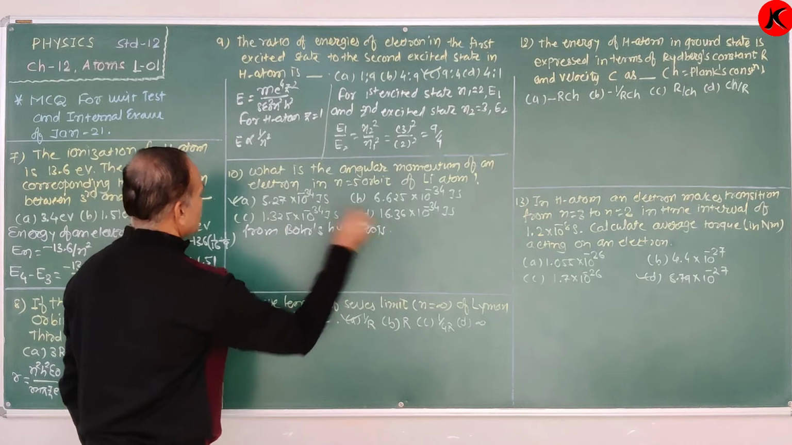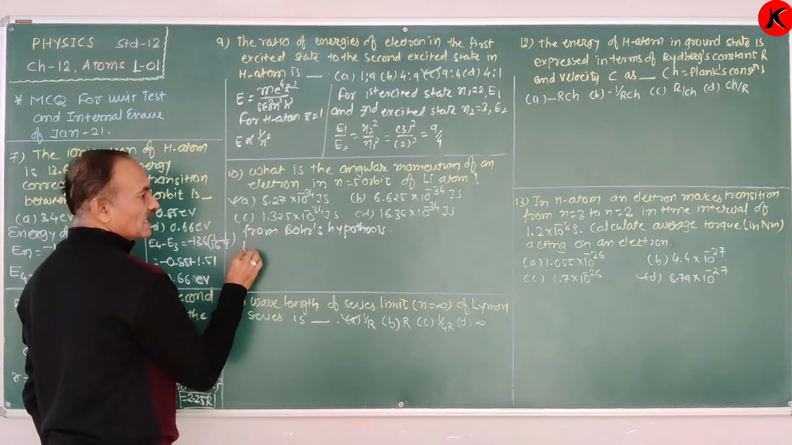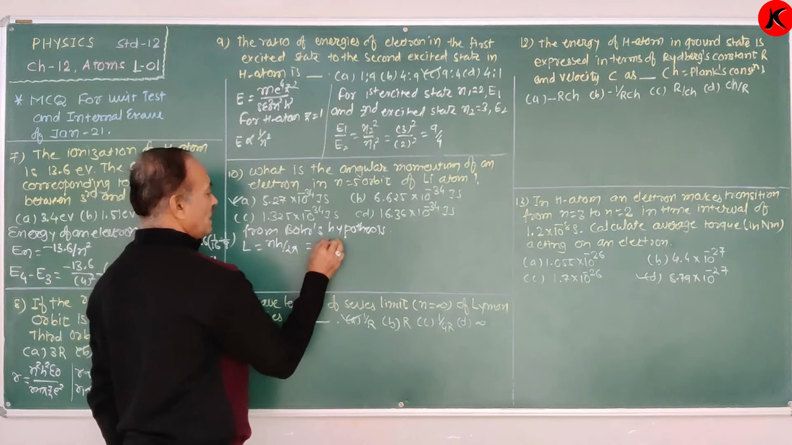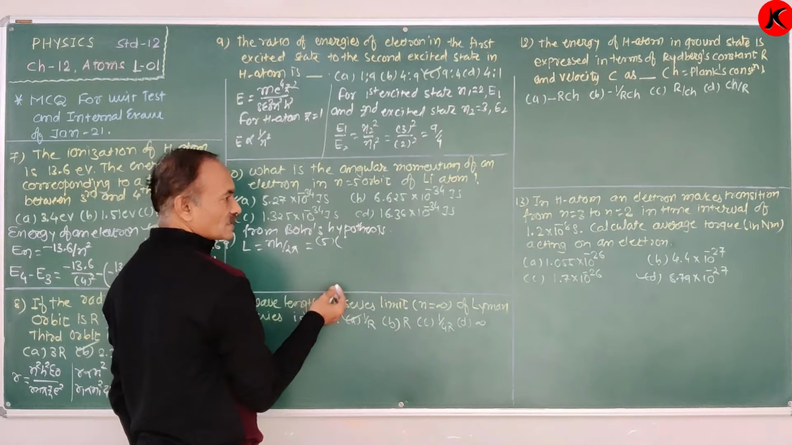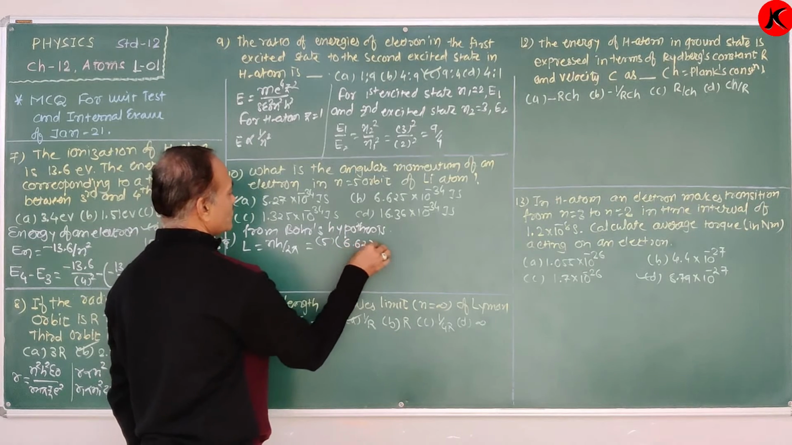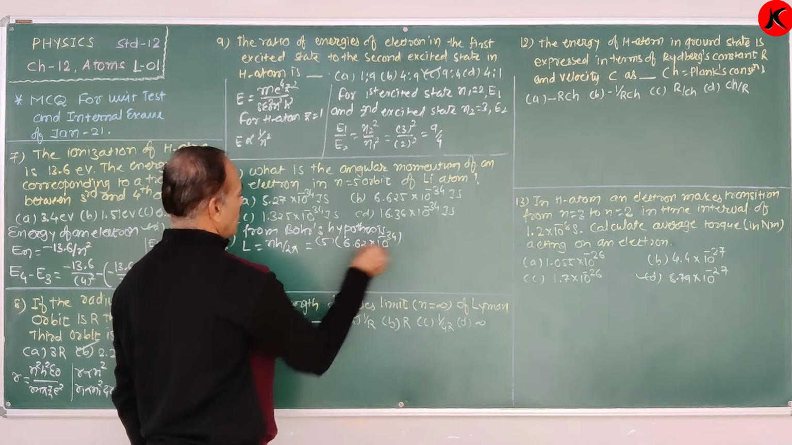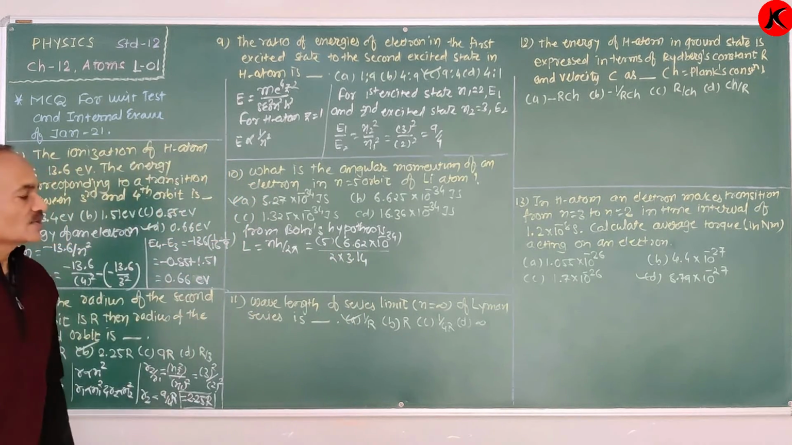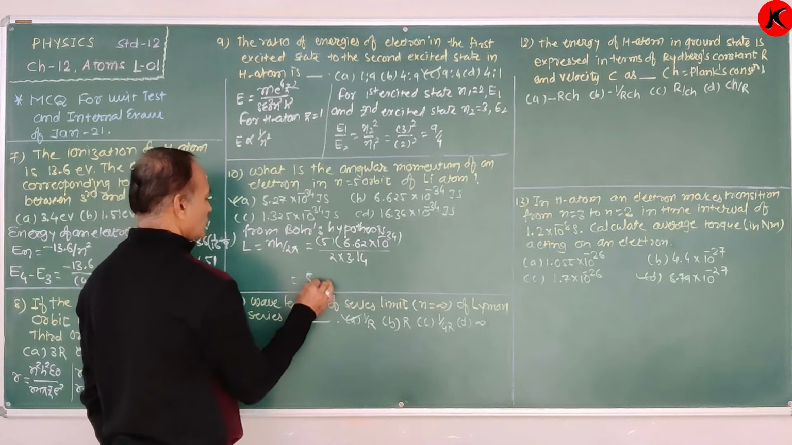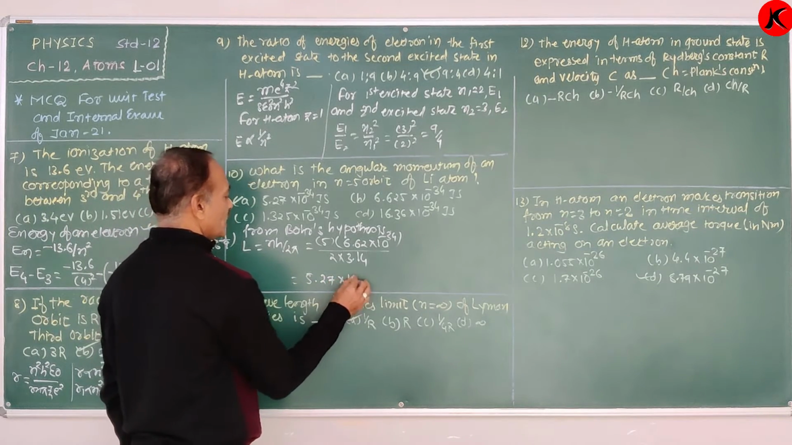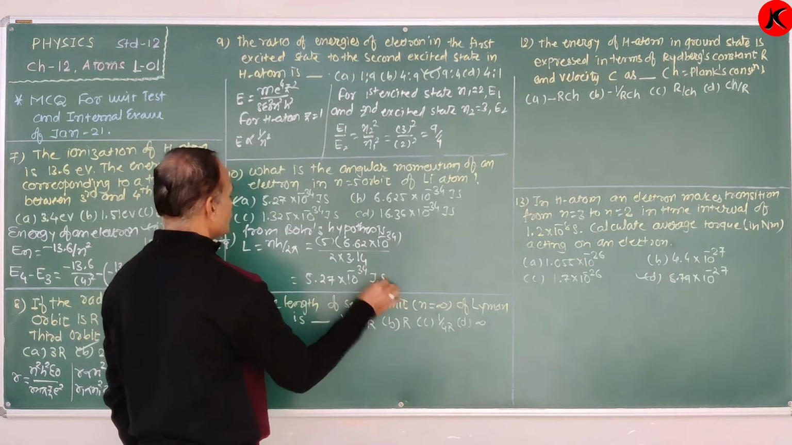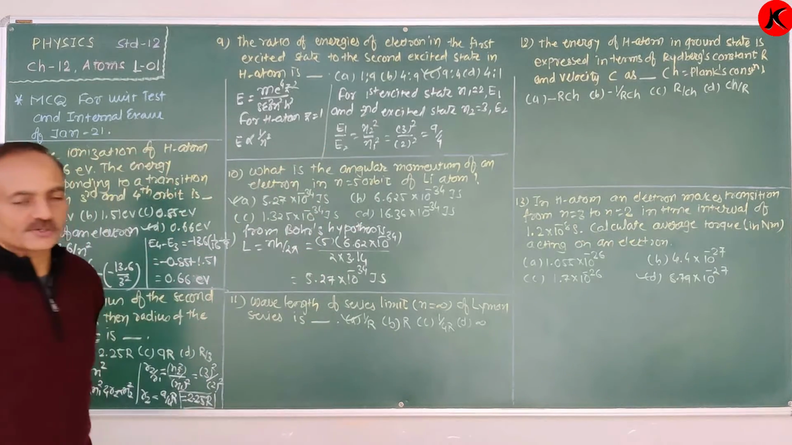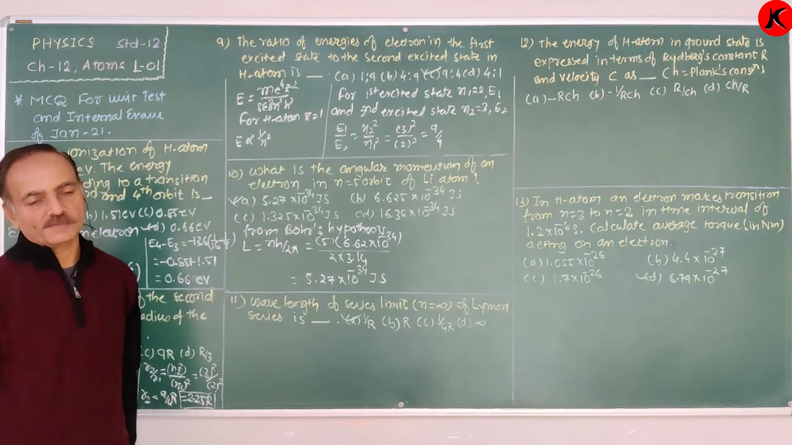From Bohr's hypothesis, we know that angular momentum L is equal to nh upon 2 pi. n is the number of the orbit, 5, and h is Planck's constant, 6.62 into 10 raised to minus 34, upon 2 pi, that is 2 into 3.14. As we simplify it, we obtain the answer 5.27 into 10 raised to minus 34 joule second. So that is the angular momentum of an electron in the 5th orbit of the lithium atom.